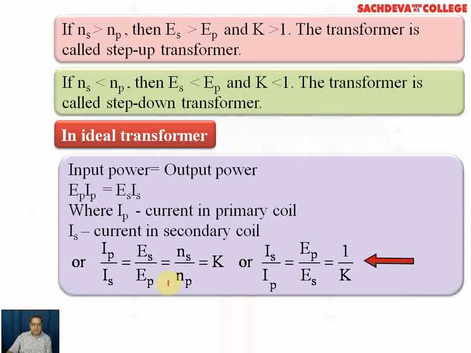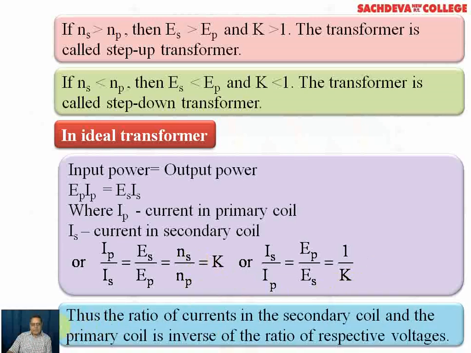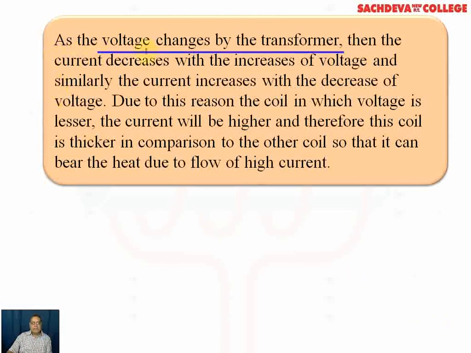So Is over Ip is equal to Ep over Es, which is equal to 1 over K, where K stands for the transformation ratio. If we put the value of K as Ns over Np, we will come to the conclusion that it will be the inverse, Np over Ns. Thus, the ratio of currents in the secondary coil and the primary coil is the inverse of the ratio of the respective voltages. As the voltage changes by the transformer, the current decreases with the increase of voltage, and similarly the current increases with the decrease of voltage.